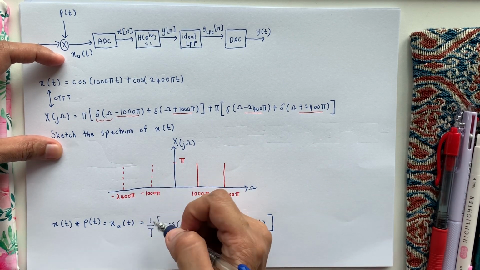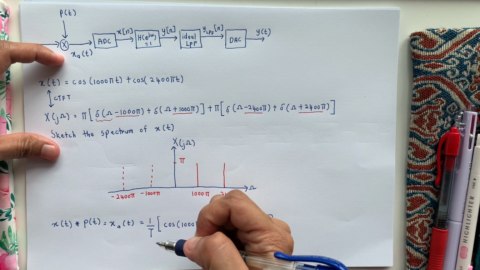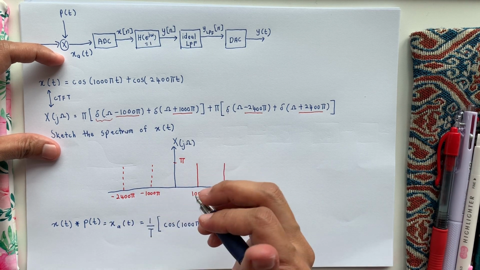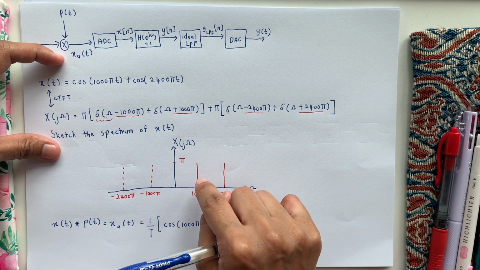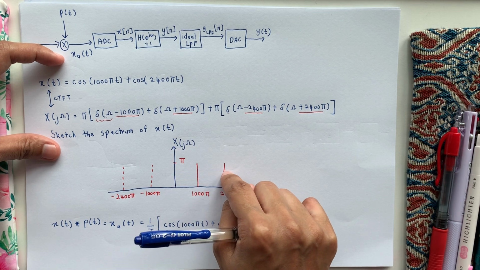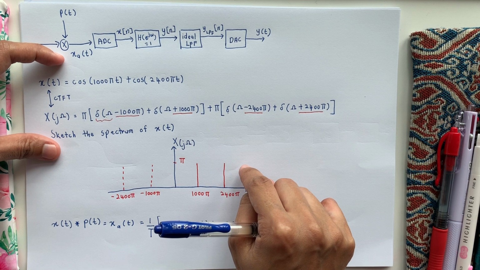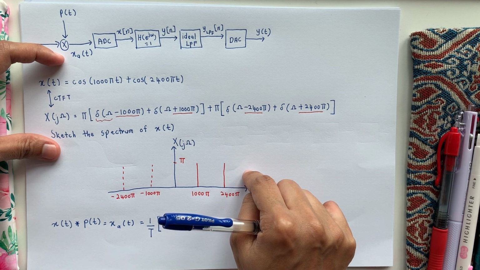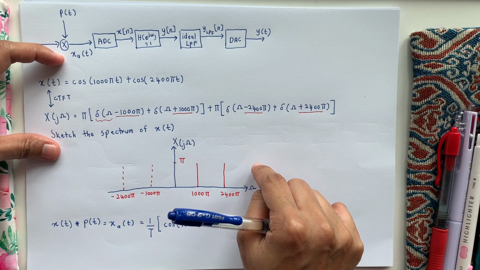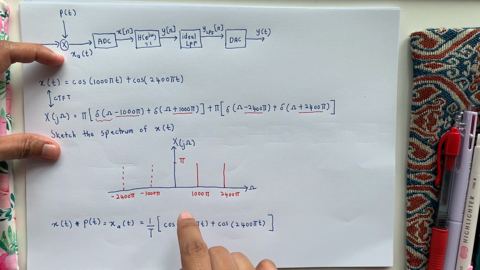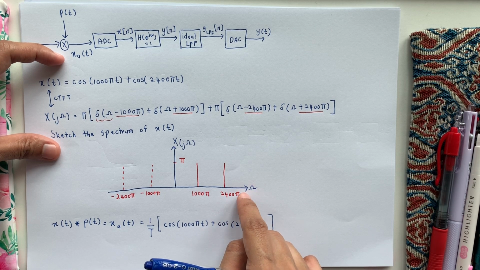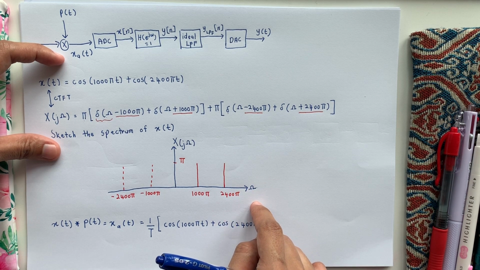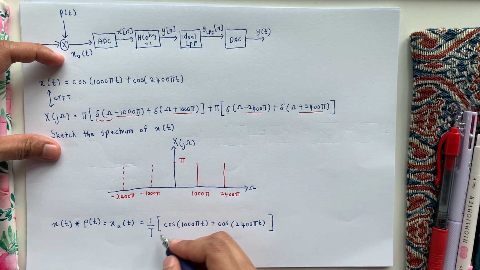1 over T is coming from our last slide, our last lecture. Remember, we have the magnitude, which is pi times 1 over 2 pi. So after we convolve, we will have pi times 1 over 2 pi times 2 pi over T. Remember that? Okay, so that is where 1 over T is coming from.